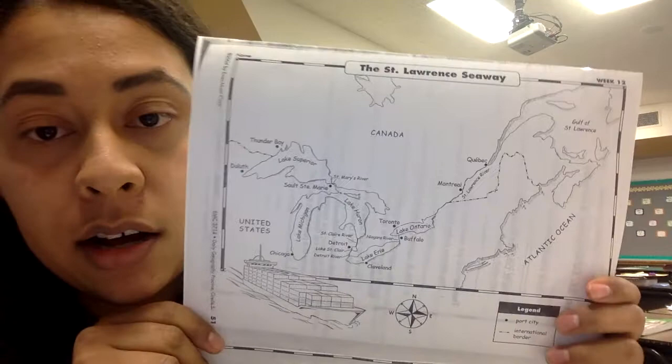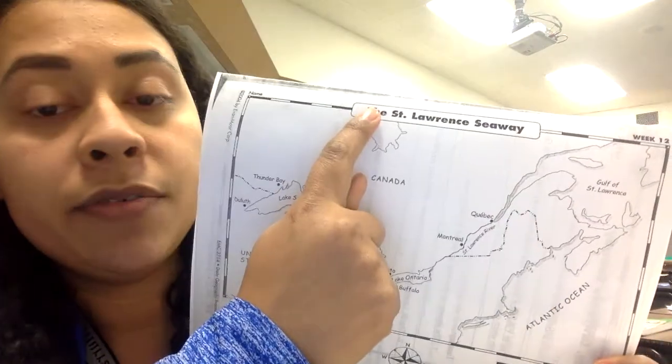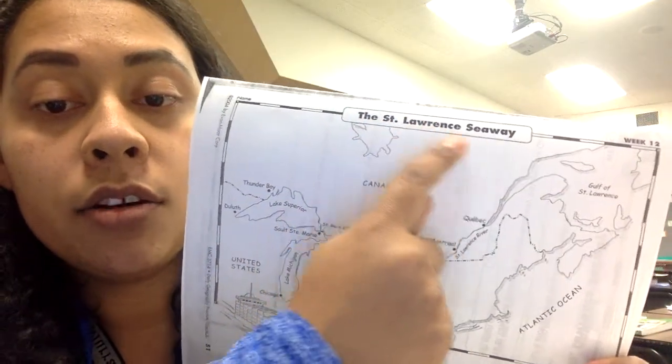The seaway on the map is named for which river? The St. Lawrence Seaway. That's the seaway. So write down the name of it, what it is named after, for Tuesday number 1. Tuesday number 2. The St. Lawrence Seaway lies between which 2 countries?